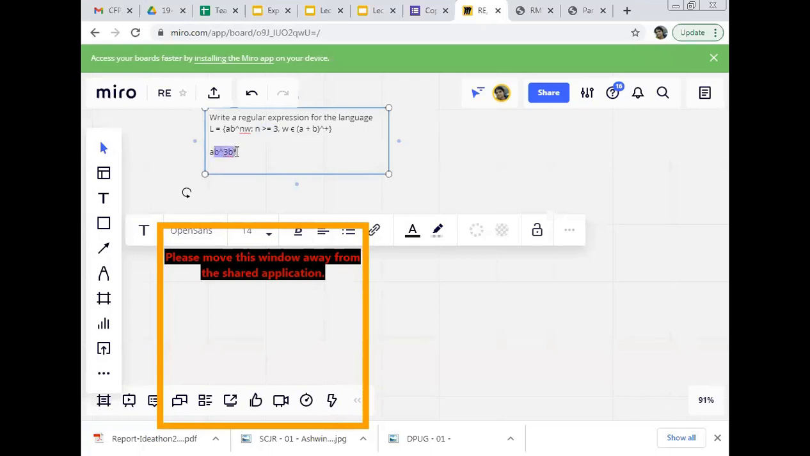Is this clear? Are you getting this, students? b raised to 3, b star. What is b raised to 3, b star? It is 3 or more.